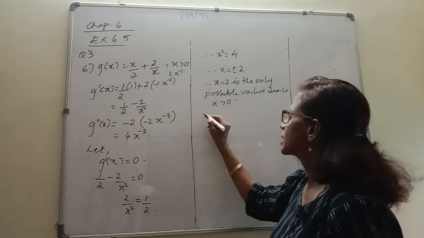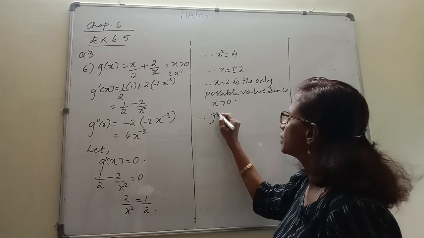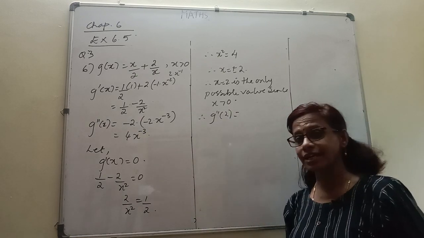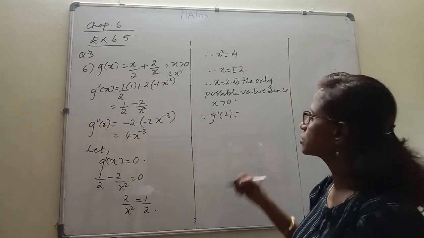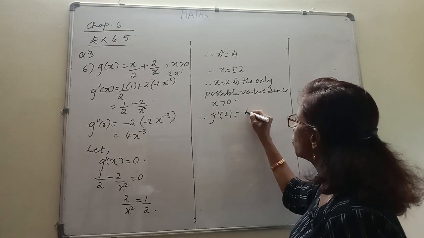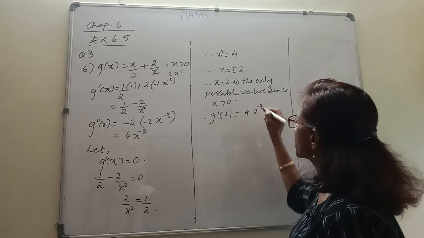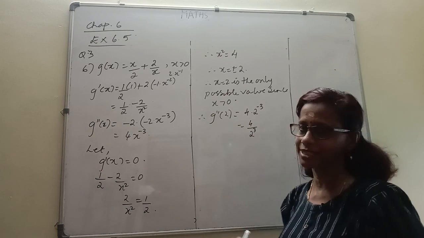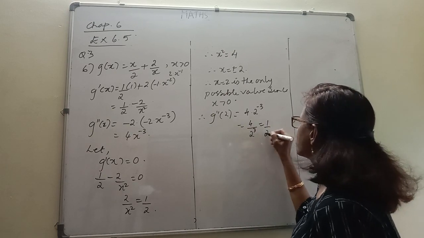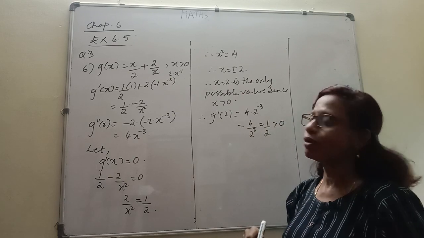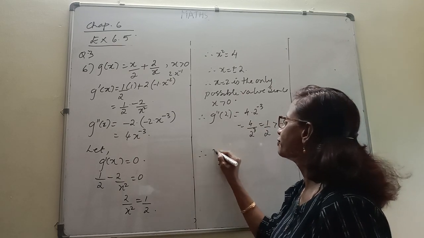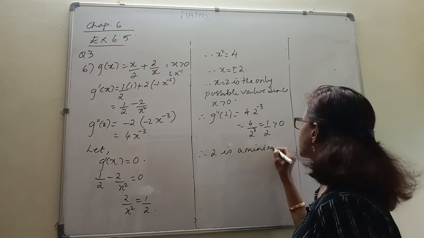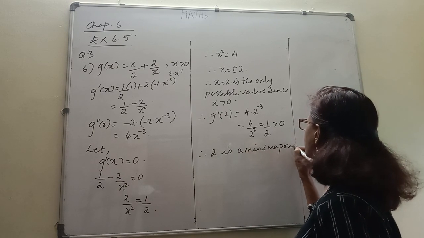So let's see whether it's a maxima point or a minima point. For that we take the second derivative and check what happens at 2. When we substitute that, we will get 4 times 2 raised to minus 3, which is 4 over 2 cube, that's 8. You get the answer as half, which is positive. So therefore x equal to 2 is a minima point. Yeah, it's a point of minimum.